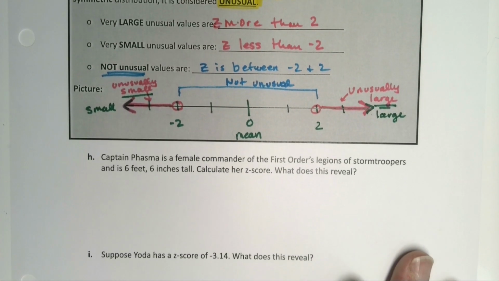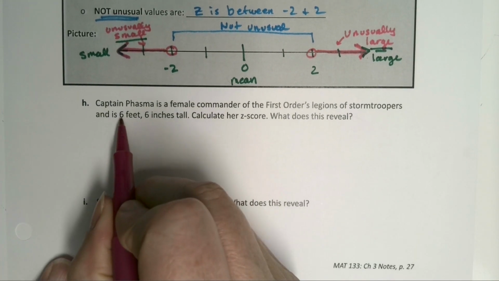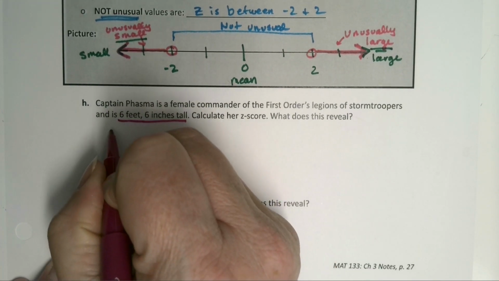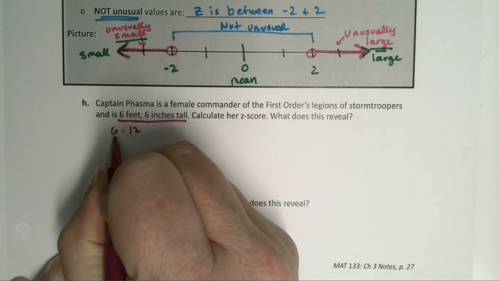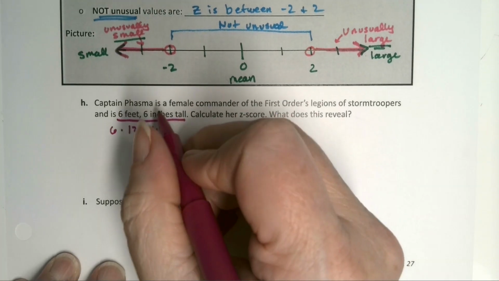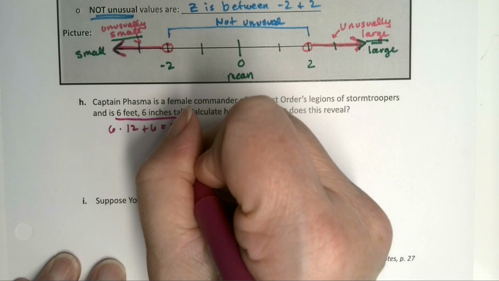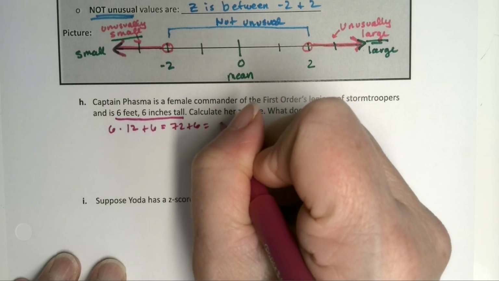All right, so let's look at Captain Phasma. She's a female commander of the First Order's Legion of Stormtroopers. She is 6 feet 6 inches tall. We're going to calculate her z-score. The first thing we have to do is figure out how tall this is. There's 12 inches in a foot, so 6 times 12 is 72, plus 6, which is 78 inches tall.